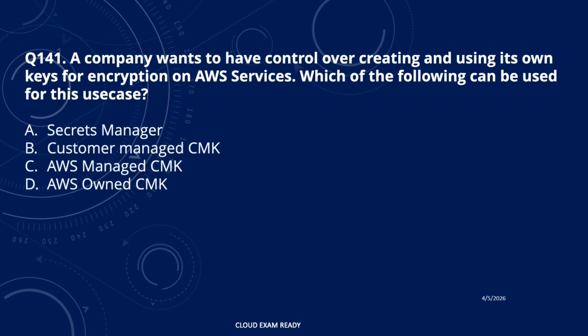Question number 141. A company wants to have control over creating and using its own keys for encryption on AWS services. Which of the following can be used for this use case? So we have options. Option A, Secrets Manager. Option B, Customer Managed CMK. Option C, AWS Managed CMK. And option D, AWS Owned CMK. So here the CMK stands for Customer Master Key. So the correct answer for this question is option B, Customer Managed CMK.